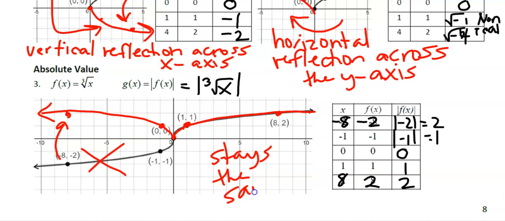So it's kind of a partial reflection. It reflects only the negative y values. The positive y values stay the same. So that's what an absolute value reflection, type of reflection does.